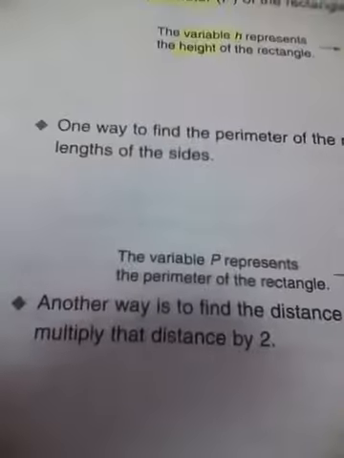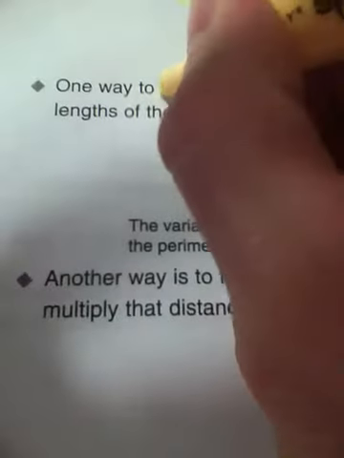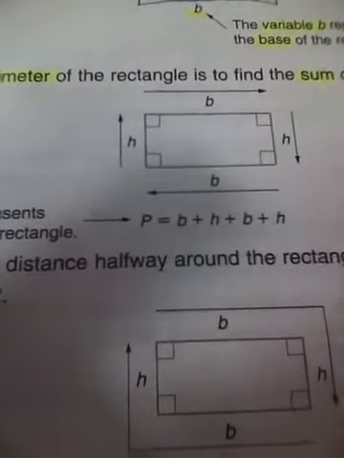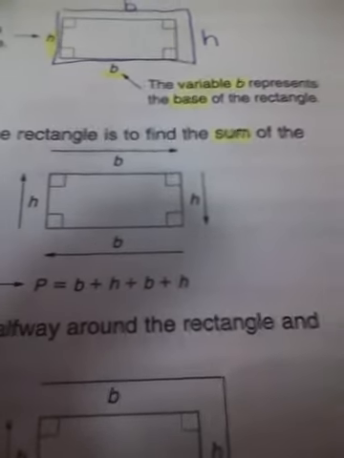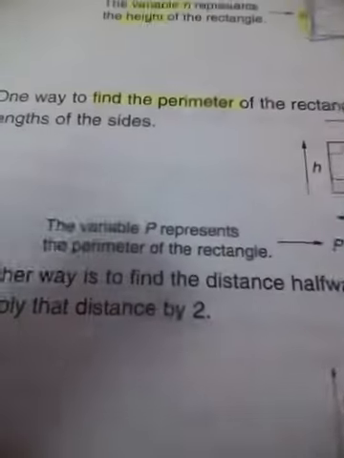If I take a look, one way to find the perimeter of the rectangle is to find the sum. Oh, there's one of our key words from yesterday. Who could tell me what is sum? What is sum again? What type of operation? Very good. It is addition of the lengths of the sides.